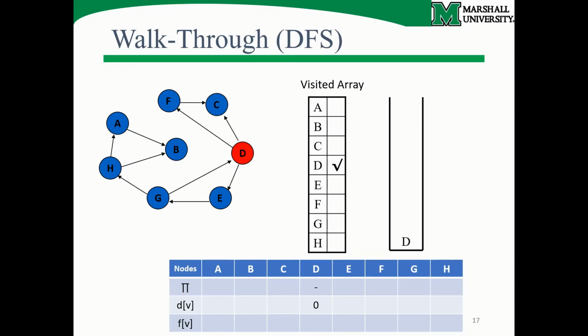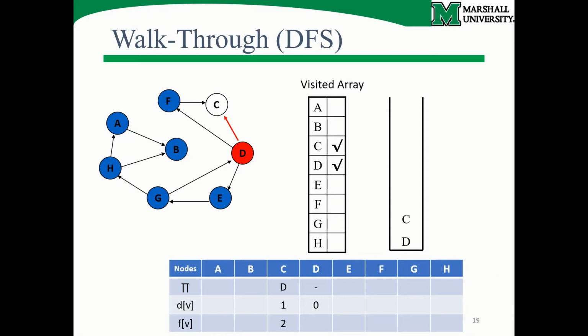So if our starting node is D, there is no parent node of D, so we don't have anything here. D is visited or discovered at time 0, so we have 0 here. Next, we will discover an adjacent node of D, which is C. Even if there are some other adjacent nodes, for example E and F, we will always discover the nodes in alphabetical order. So C is discovered via D and discovered at time 1.